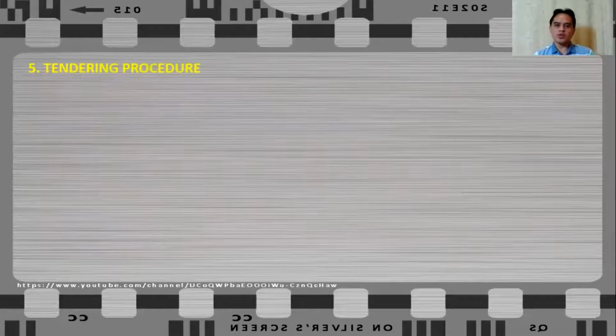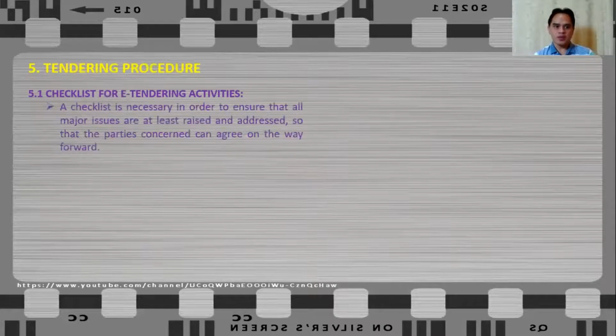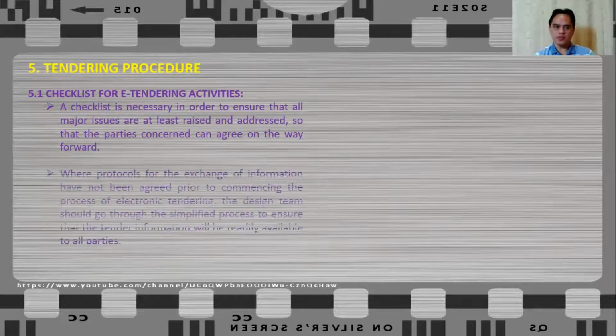Now, let us go to tendering procedure. How do you carry out e-tendering? First, you have to prepare a checklist of e-tendering activities. A checklist is necessary in order to ensure that all major issues are at least raised and addressed, so that the parties concerned can agree on the way forward. Where the protocols for exchange of information have not been agreed prior to commencing the process of electronic tendering, the design team should go through the simplified process to ensure that the tender information will be readily available to all parties.